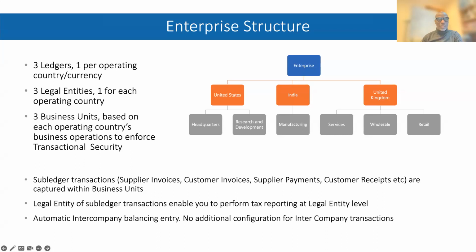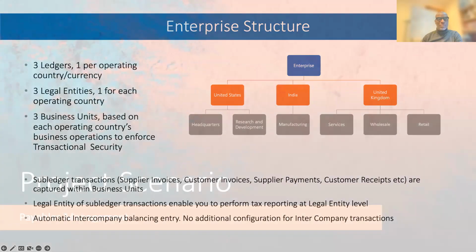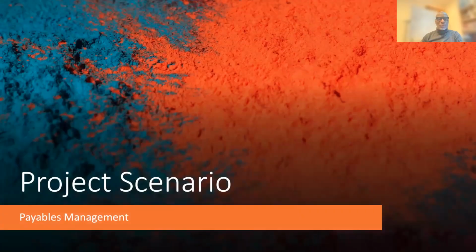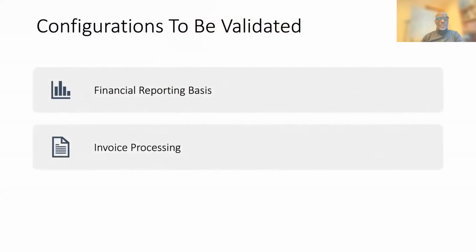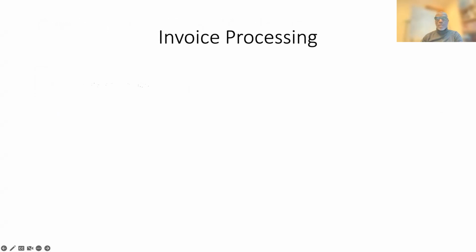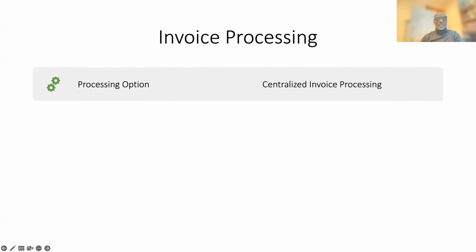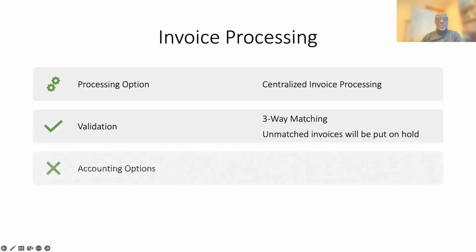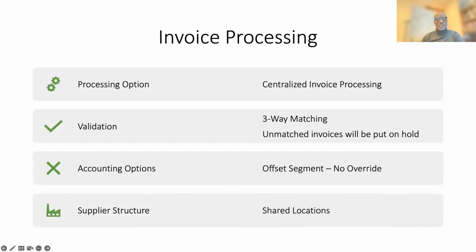The next module to look at is payables. For payables, key configuration areas are the basis of financial reporting, the invoice processing and payment processing. For invoice processing, we are looking at centralized invoice processing. We're looking at validation, which would be three-way match. Unmatched invoices we put on hold. Accounting options, supplier structure, shared locations.